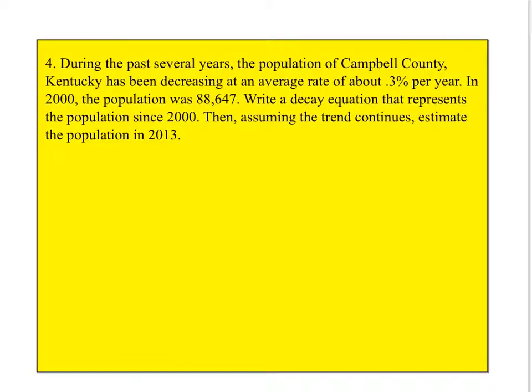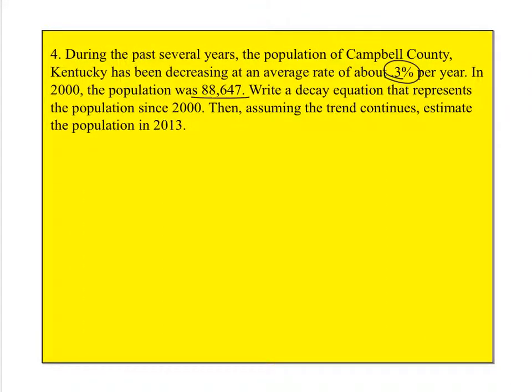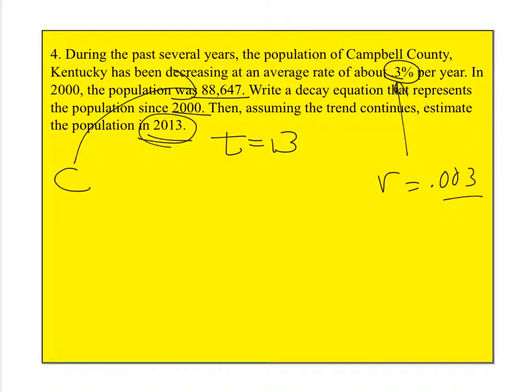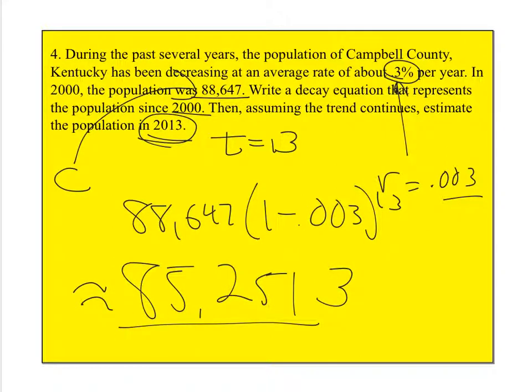So here, during the past several years, the population of Campbell County, Kentucky has been decreasing at an average rate of 0.3% per year. So the population was 88,647. Figure out the population 13 years later. So T is going to be 13 because you go from 2000 to 2013. C is going to be this 88,647. Your rate is going to be 0.3%, but remember that's as a percent. Your actual rate's going to be 0.003. So you're going to have 88,647 times 1 minus 0.003 raised to the power of 13. So 1 minus 0.003 raised to the 13th power times 88,647. So 85,251.3, so approximately 85,251 people after 13 years.